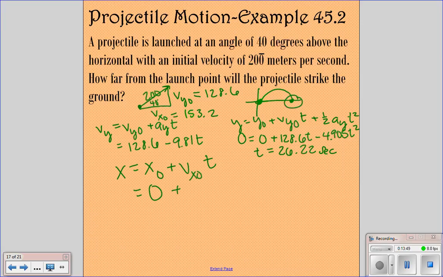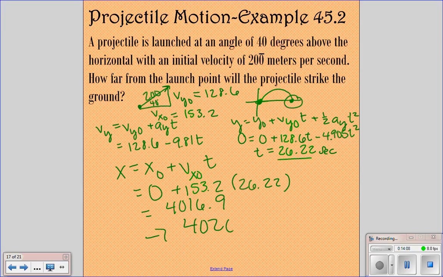We found our v sub xo to be 153.2, and then we solved for the t just a second ago. It was 26.22. So if you plug that in, you're going to get 4016.9, and if you use your sig figs, 4020, no bar over the 0, and then m for meters. Okay, so that's how you would deal with the projectile motion ones.